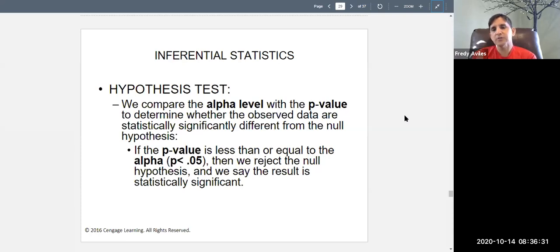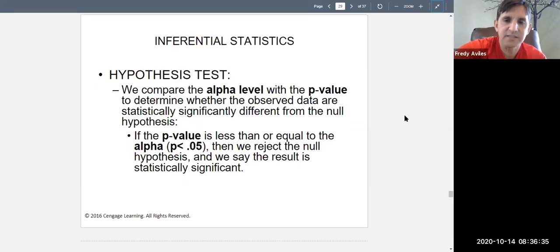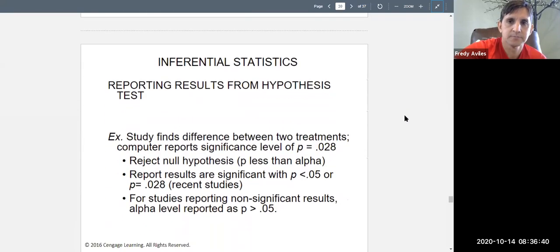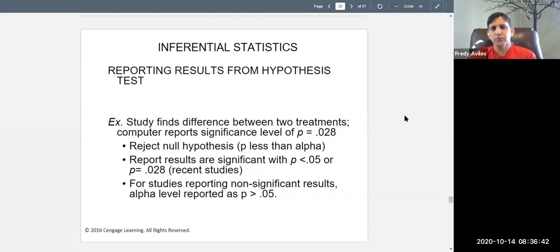The p-value tells you if that difference is really real or not, or the chances that it is real or not. And you want no more than a 5% chance that it's not real. How do you report your results from the hypothesis test?